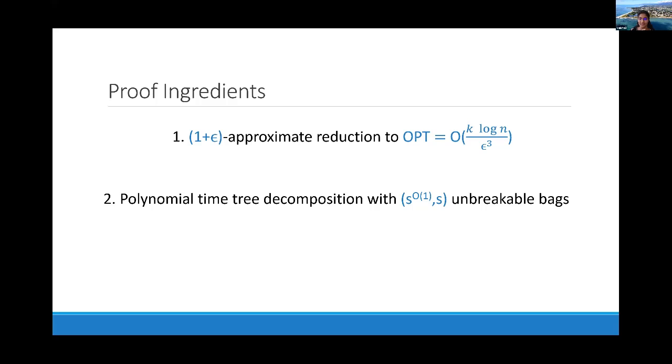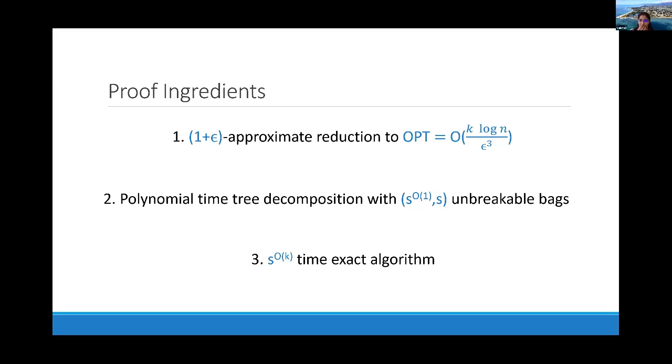So for those of you who are familiar with tree decomposition, in the tree decomposition, intersections of 2 bags are called adhesions. And the property that we want here is we want small adhesions and we want unbreakable bags. I'll come back to what unbreakable bag is in a few minutes. And the third ingredient is the main technical core of this paper, which is an S to the K time exact algorithm. So what we do is we do a dynamic programming over the tree decomposition we obtain in the second step.